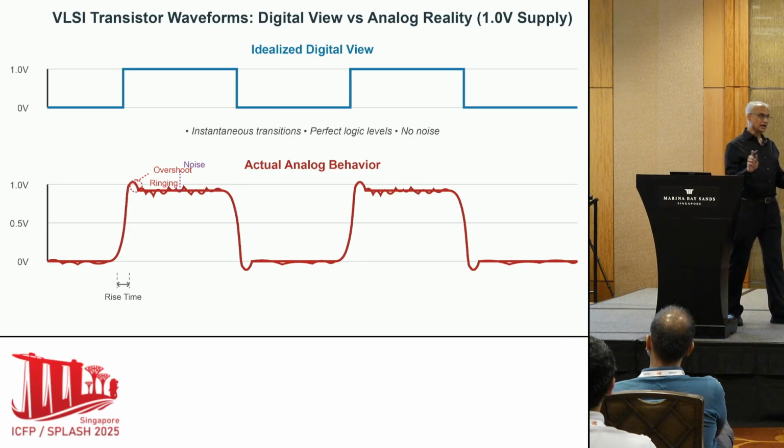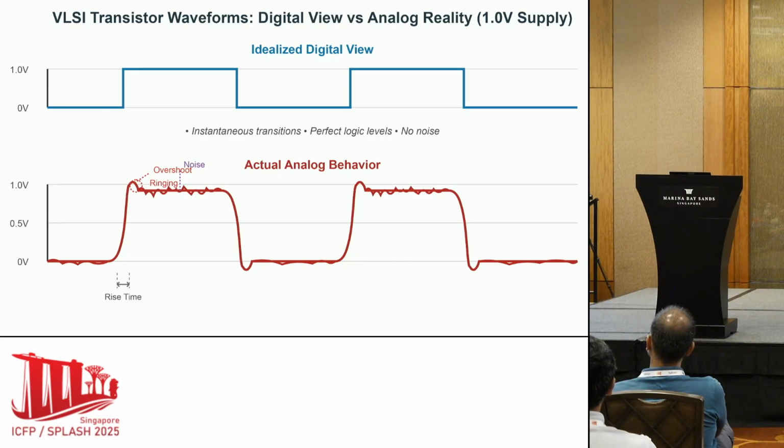But like all abstractions, it has its limits. The digital abstraction is an approximation. Digital circuits only live in our heads. The world only has analog circuits in it.